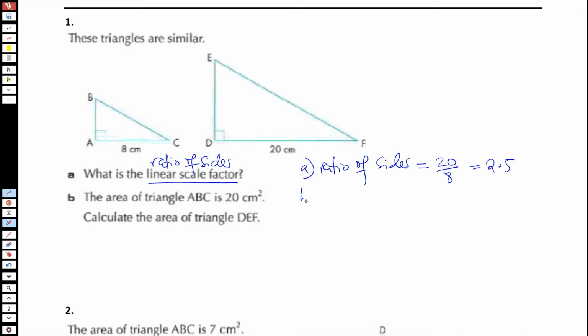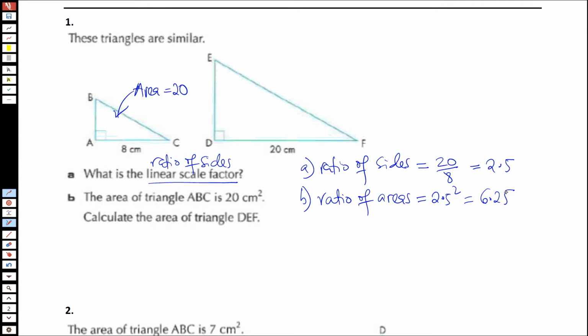And then part B, the area of triangle ABC is 20. So area is 20. Calculate the area of triangle DEF. So you want the area of this triangle here. So we can start by finding the ratio of the areas. So the ratio of the areas will be equal to 2.5 squared, which is 6.25.